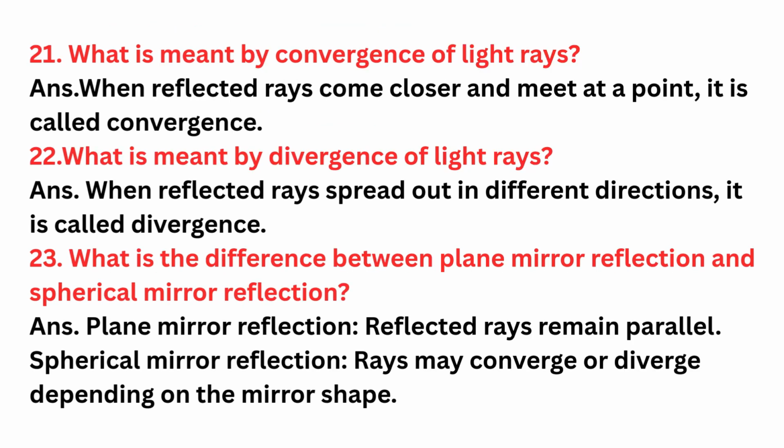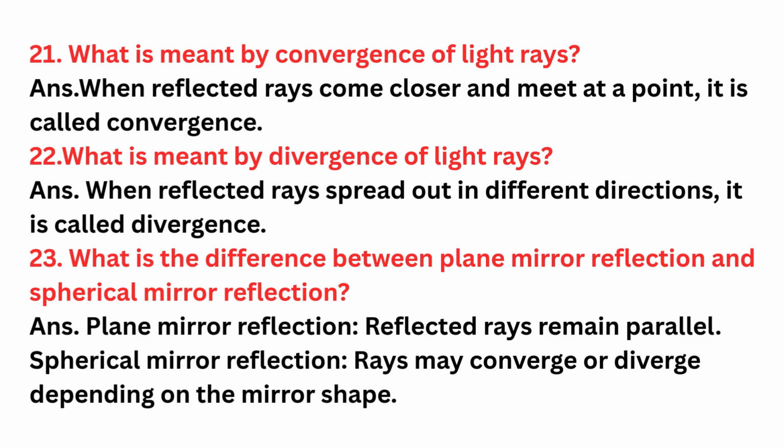Question number 21. What is meant by convergence of light rays? Answer. When reflected rays come closer and meet at a point, it is called convergence. Question number 22. What is meant by divergence of light rays? Answer. When reflected rays spread out in different directions, it is called divergence.